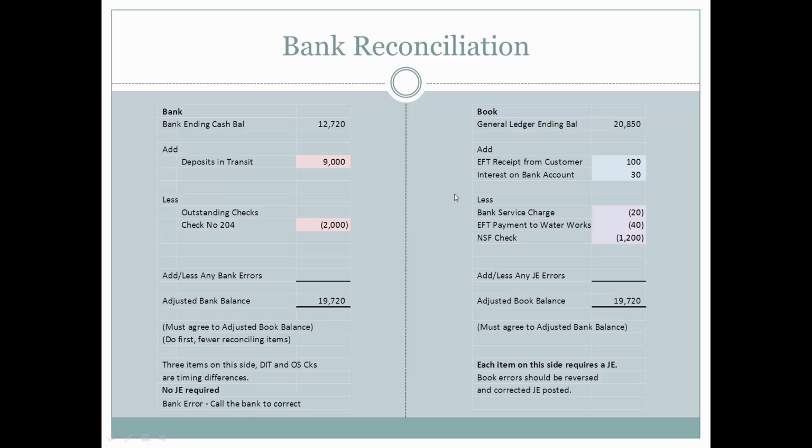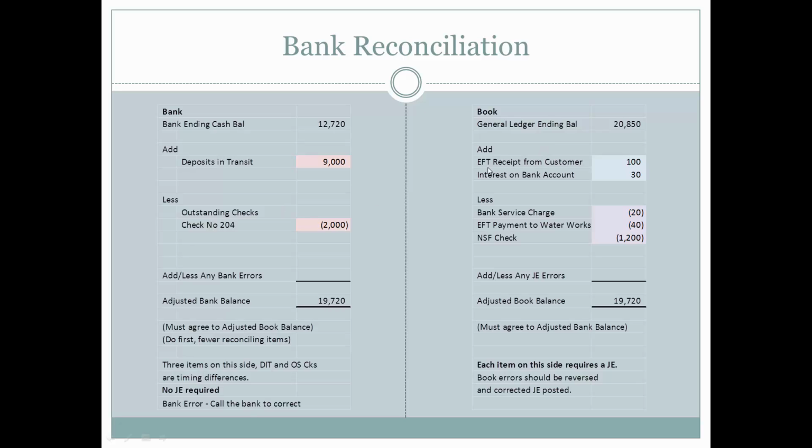Now, let's look at the other side, where we're going to take the general ledger ending balance and reconcile it to the ending adjusted bank balance. So here is our general ledger ending balance, and now we're going to add items that we found out from looking at the bank statement. We didn't know about these till we got the bank statement, but now that we have them, we need to record these items because they're legitimate transactions that the company must recognize.